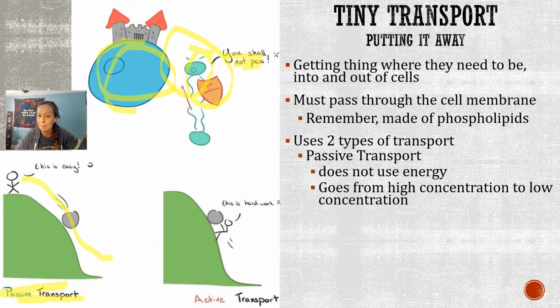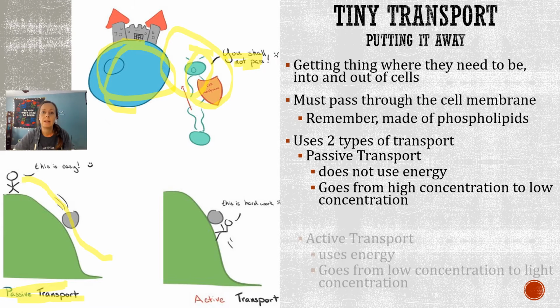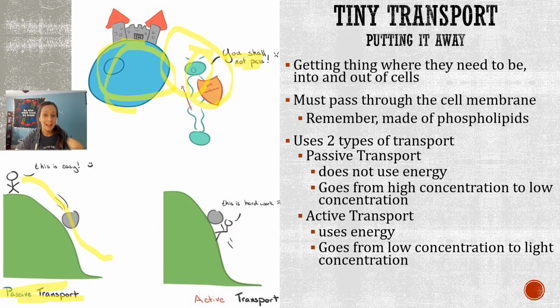It's just how it happens, okay? That's passive transport, zero energy used, all right? The second type of transport is active transport, and that's this picture over here. Active transport is pushing things up a hill. It's hard work. It uses energy.